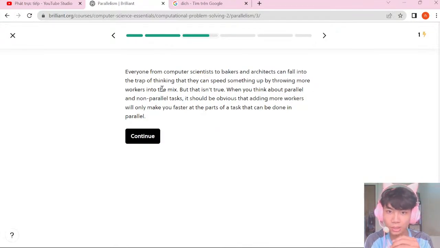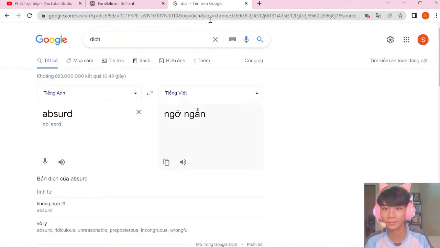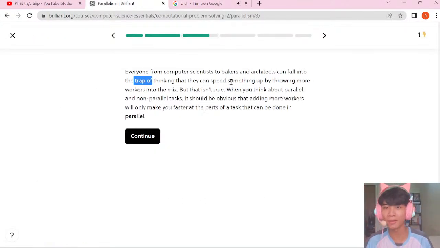Everyone from computer scientists to bakers and architects can fall into the trap of thinking that they can speed something up by throwing more workers into the mix. But that isn't true. When you think about parallel and non-parallel tasks, it should be obvious that adding more workers will only make you faster at the parts of a task that can be done in parallel. I understand the meaning of this exercise. It's super cool.